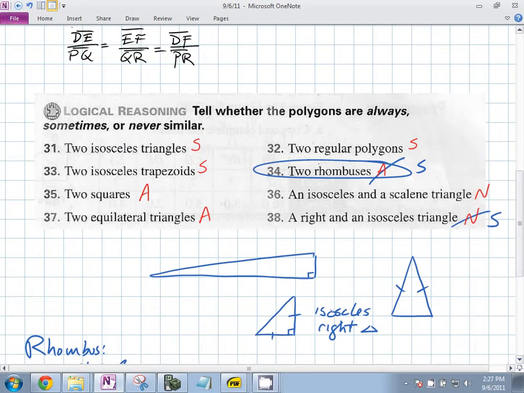Two rhombuses, are they always going to be similar? No, because you could change the angles. Can you change the angles? Yeah, you absolutely can. Sorry, similar. Excuse me. Any other challenges?